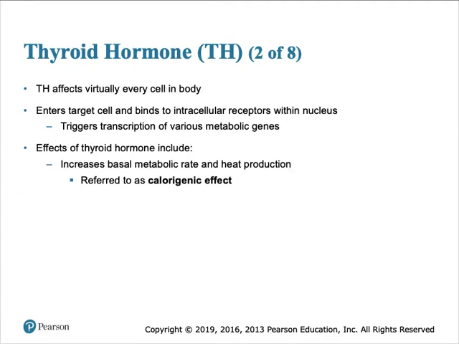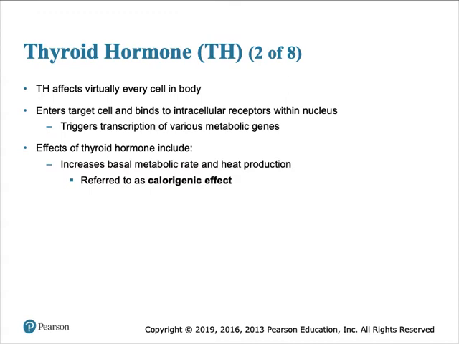All right. So thyroid hormone basically affects almost every cell in the body because every cell has some type of metabolism. It enters the target cell and binds to intracellular receptors within the nucleus to turn on different metabolic genes to change the cell metabolism. The effects of the thyroid hormone can include increase in basal metabolic rate as well as the production of heat. So sometimes that's called the calorigenic effect.